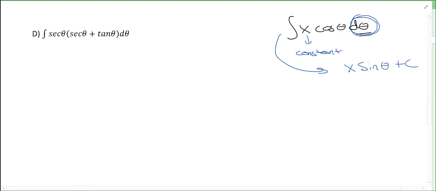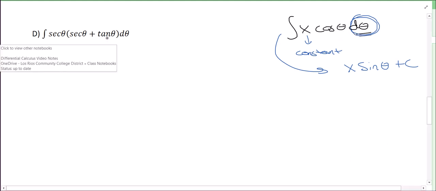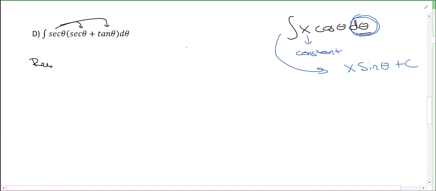Here, everything is in terms of theta, so we're good, but we run into the issue that I have a product, so I can't just integrate piece by piece. So let's distribute. Let's rewrite before we find the antiderivative.